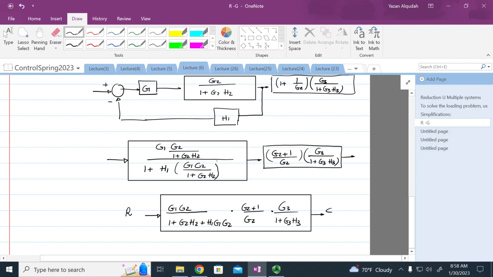Now, in general, this simplification is not unique. There might be other ways of reducing the block diagram, but usually there is one way that is simpler than other ways. Make sense? Okay.